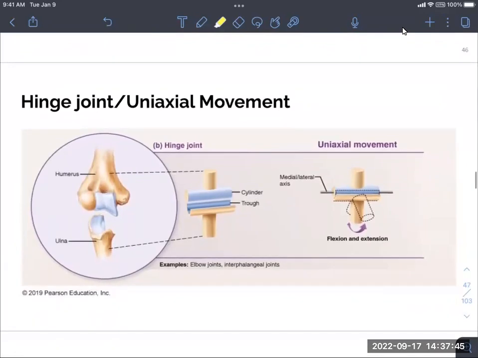A hinge. When we looked at the appendicular skeleton, we looked at how the ulna and the humerus come together and how that ulna has that little cup that grasps onto the humerus. That allows your elbow to hinge. It only moves in one direction. You can bend it and straighten it.